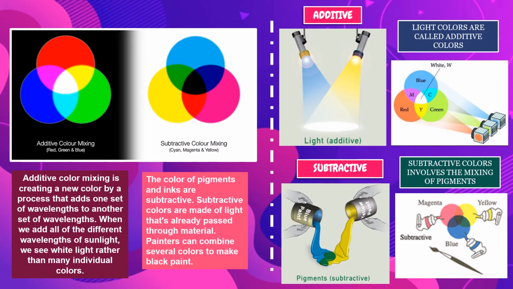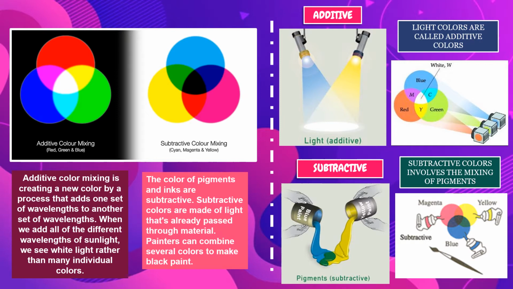There are 2 kinds of colors: the additive and subtractive. The additive color mixing is creating a new color by a process that adds one set of wavelengths to another set of wavelengths. When we add all of the different wavelengths of sunlight, we see white light rather than many individual colors. Light colors are called additive colors.